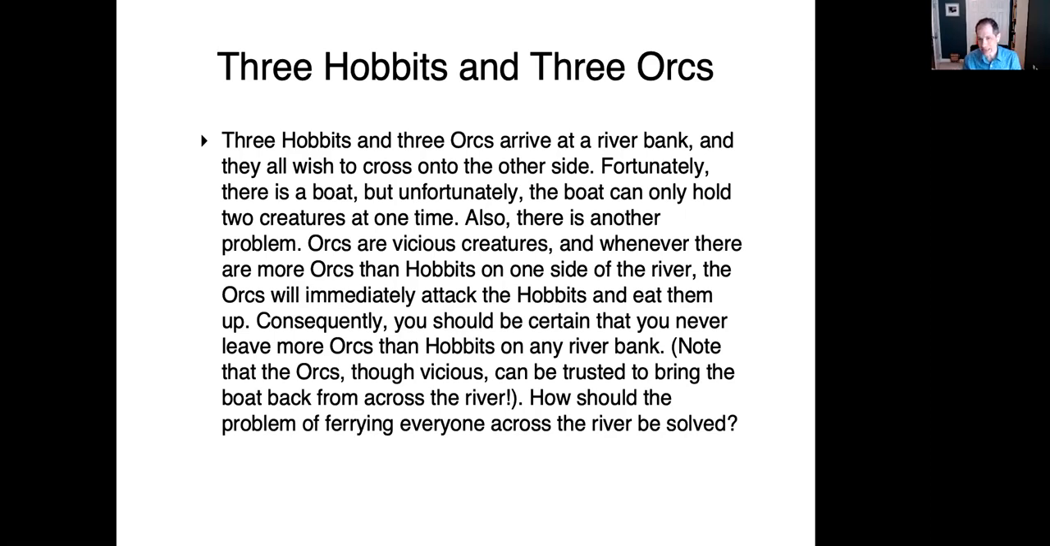Also, there is another problem, and you should recognize these problems as givens that place constraints and introduce the obstacle. Orcs are vicious, and whenever there are more orcs than hobbits on one side of the river, the orcs will immediately attack the hobbits. So this places some serious constraints on the way in which you need to solve this problem. And this also should be an indication that there are going to be a lot of possible false moves, right? Because anytime there are more orcs than hobbits, the game is over. So we need to avoid going down the path that would result in more orcs than hobbits, but we still need to be able to solve the problem of getting everybody over. Note that orcs, though vicious, can be trusted to bring the boat back across the river. So how should the problem of ferrying everyone across the river be solved?